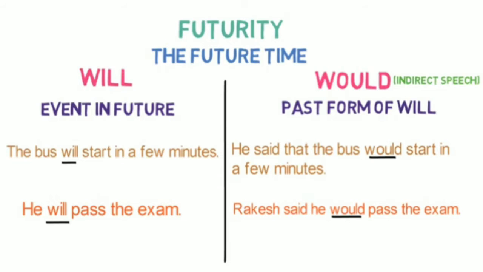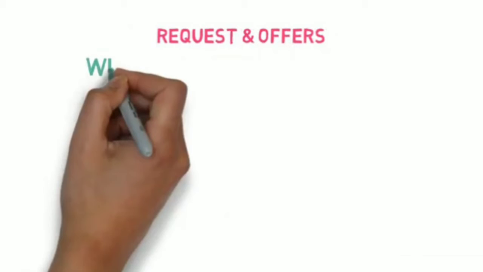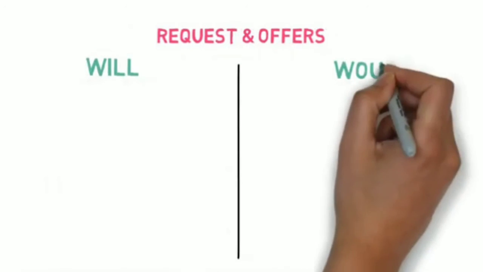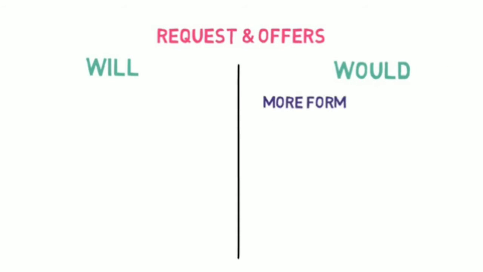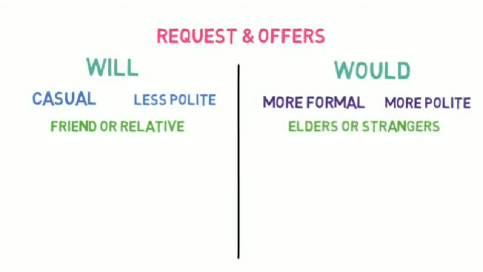Let's look into the next usage of the verbs will and would. Number 2. Request and offers. For request and offers, we use will or would. But would is more formal and polite, while will is casual and less polite. As the verb will is more friendly, we use it when we are referring to a friend or relative of the same or younger age. And as would is more generous, we use it when we are referring to elders or strangers.